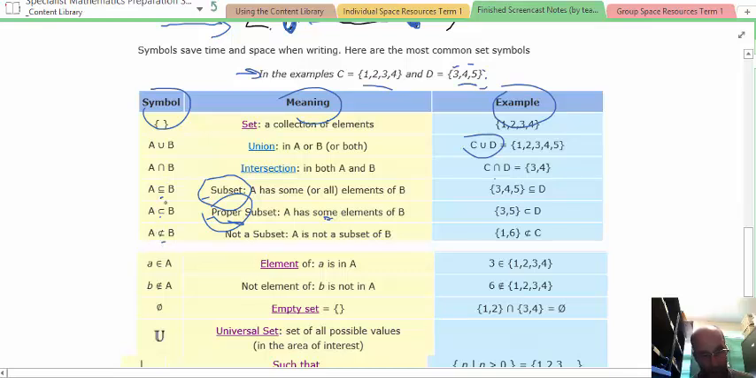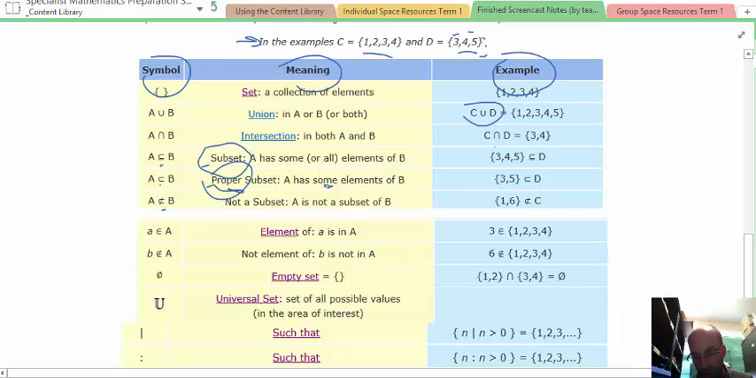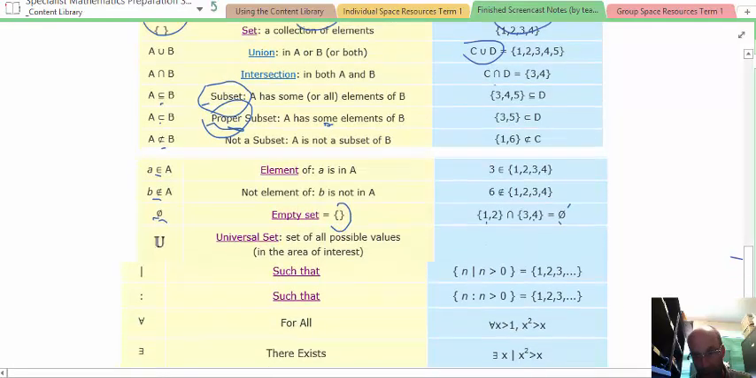Then we've got the next one. A stroke means not a subset, and you could do the same with proper subset too: not a proper subset by putting a stroke through, a bit like not equal to, that you're already familiar with. We've already seen that one. That's element of. Stroke means not an element of. That means disjoint or empty set, which you see there. There's no intersection between those two. The intersection is an empty set.